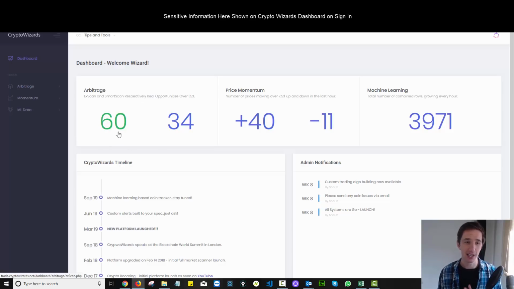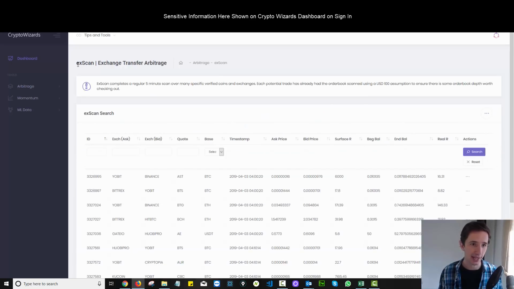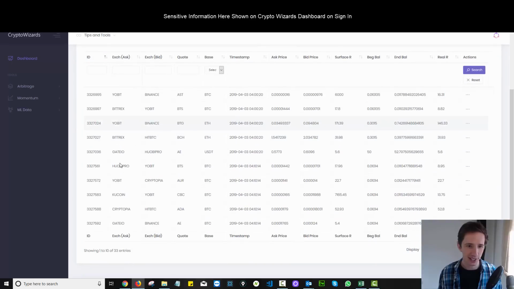So the first thing is 60, this number 60. What does this represent? This is an approximation of how many arbitrage opportunities are tradable right now. So if I click on that number 60, I'm going to come through to the XScan page. XScan stands for Exchange Transfer Arbitrage. And you'll see there's a whole variety of exchanges here, all sorts of different exchanges.